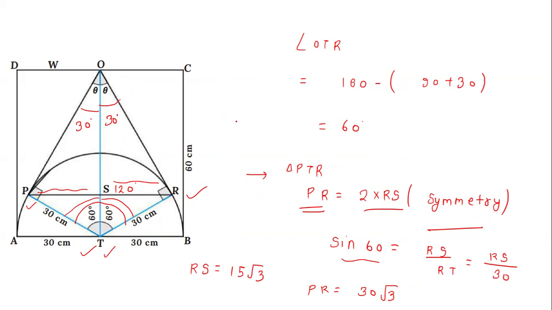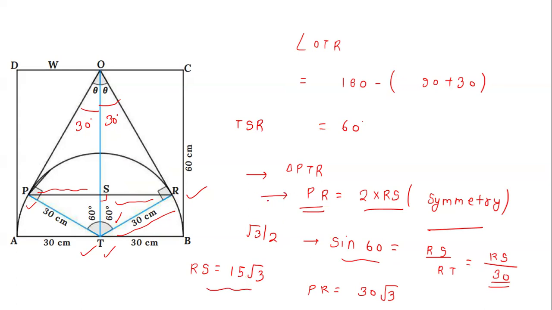So you look at the triangle TSR. So if you look at the triangle TSR, we can see that these two lines, PR and OT, are perpendicular, and this is 90 degree. So this is 60. So sine 60 is RS divided by this RT. And RS value we don't know, but RT we know as 30, the radius of the semicircle, and sine 60 is root 3 by 2. So from here, you can calculate the value of RS. RS will come like 15 root 3.